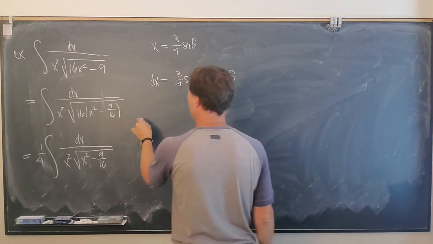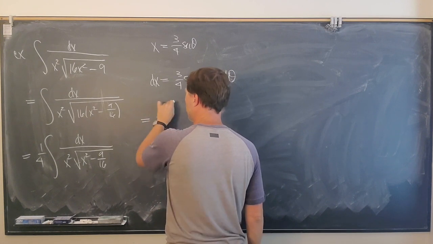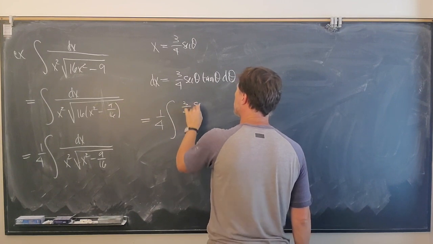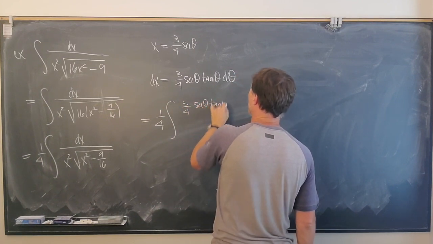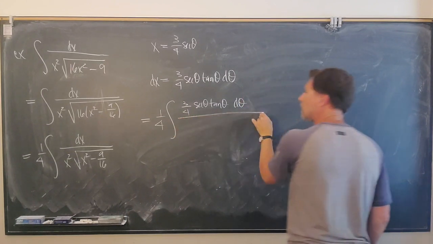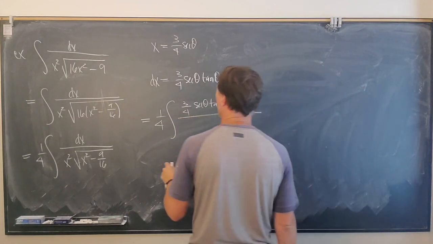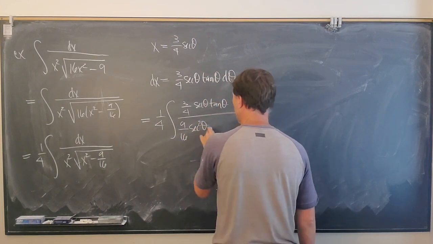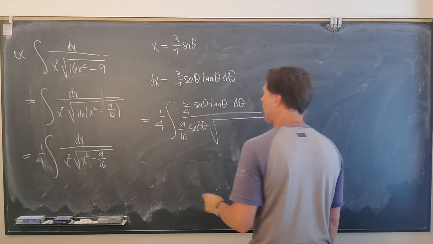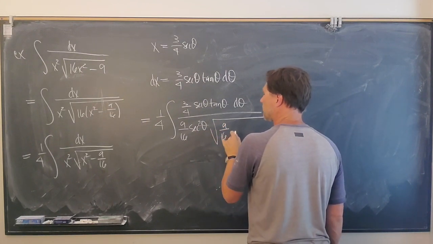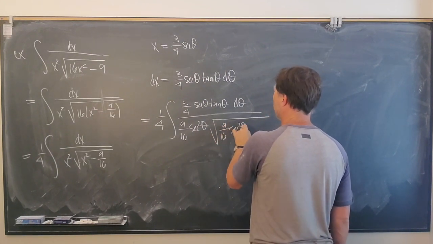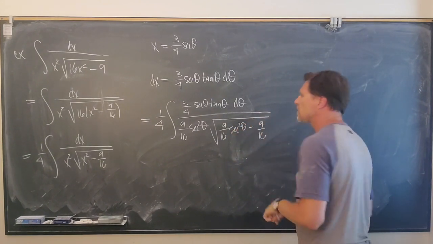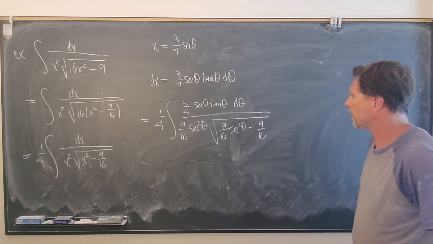And then when we substitute back, what we'll have is a 1/4 integral. It'll look a little bit messy for a minute. 3/4 secant theta tangent theta d theta. The denominator is 9/16 secant squared theta. And then under the square root, we'll have a 9/16 secant squared theta minus 9/16. So it looks a little bit messy, but it should fall apart nicely in a second.